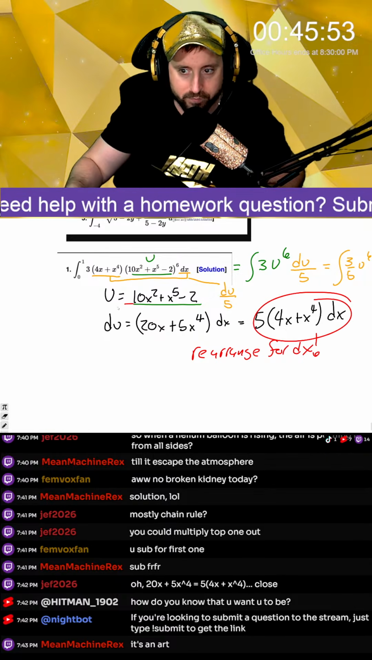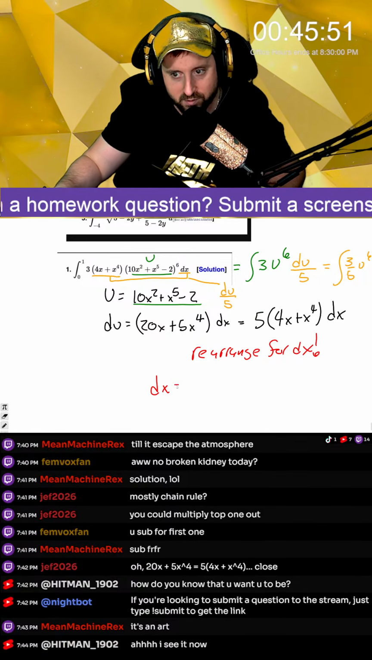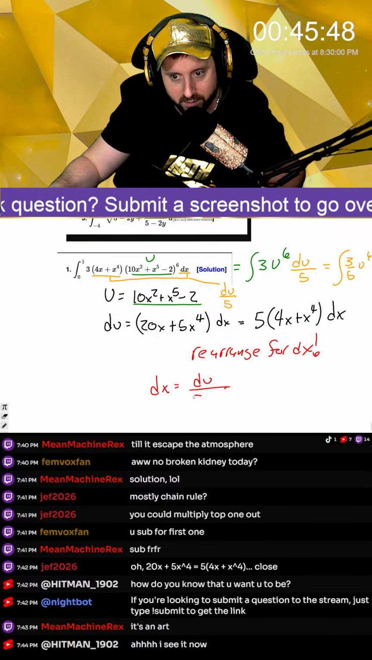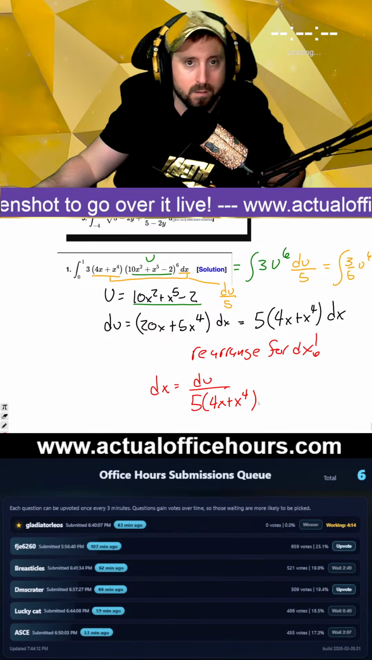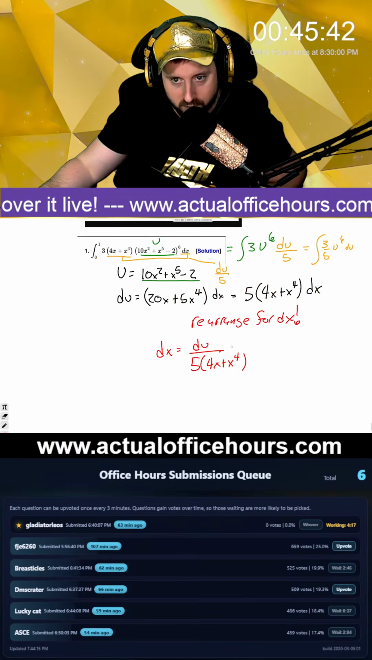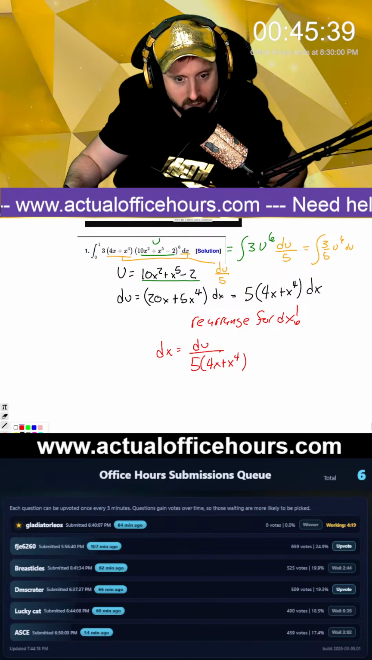So in this case, if I solved this for dx, I would have gotten that dx is equal to du divided by 4x plus x to the 4th, right? Yeah, you see it now? Yeah. And then watch if I do my integral, right?